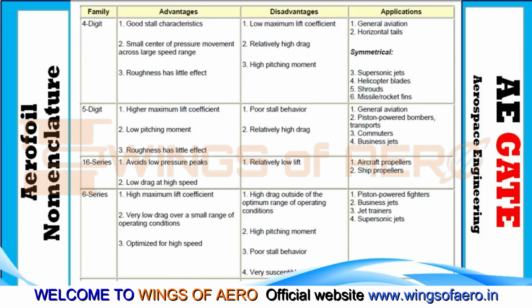Here are a few advantages, disadvantages and applications. For helicopter blades we use the 4 digit series and it's constant, that 0012 we use for helicopter blades. And for missile and rocket fins we also use 4 digit, because the maximum benefit is good stalling effect. Whereas the 5th digit series is used in business jets, piston and general aviation. And the 6th series especially for supersonic jets because we need to form a high lift.